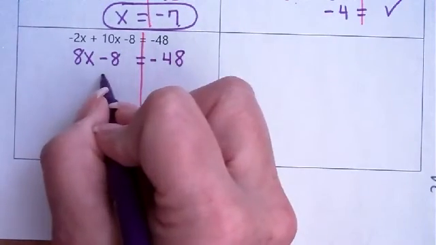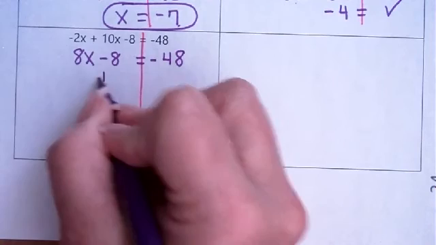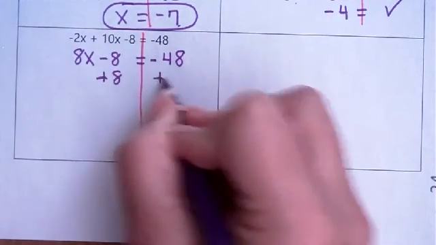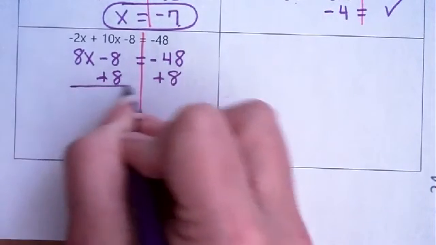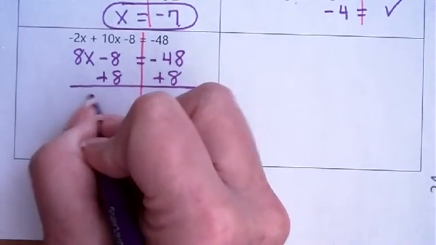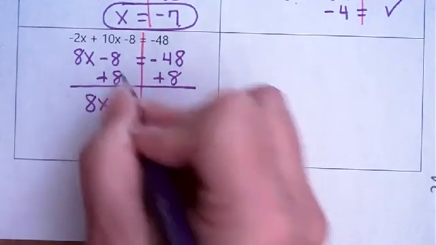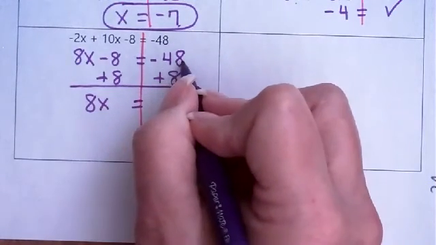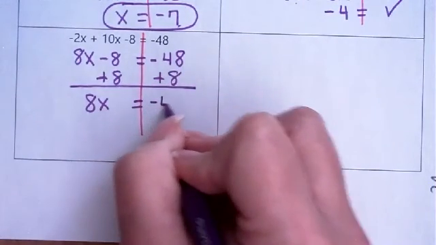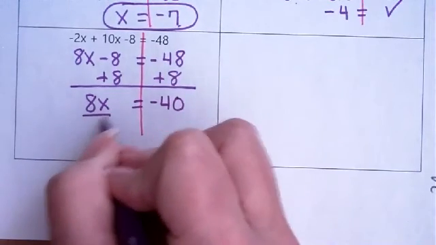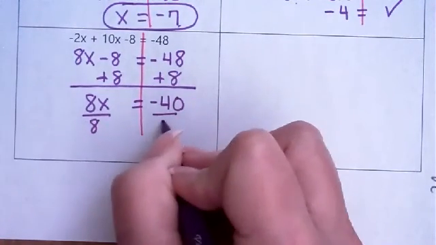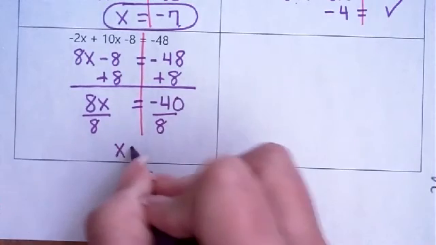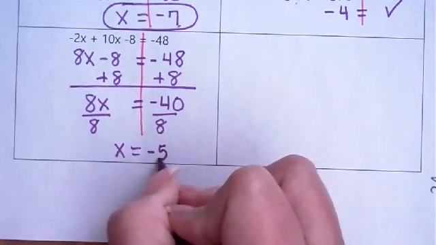Now, during our last 2 steps, the minus 8 becomes a plus 8, just like that. There's a lot of 8's in this problem. So we've got 8x, that minus 8 plus 8 cancels. Now I've got negative 48 plus 8, which is negative 40. If I divide both sides by 8, I get x equal to negative 5.